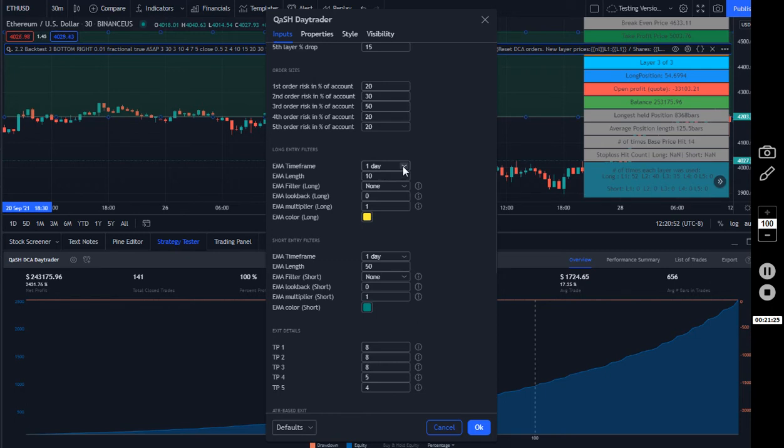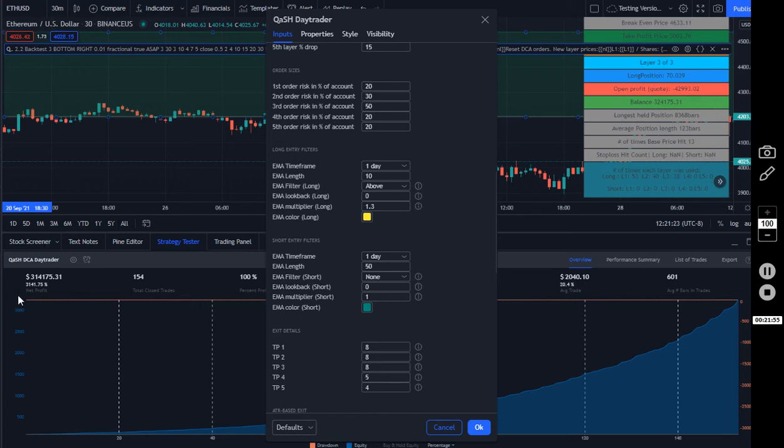So I'm going to keep it as the daily EMA. I'm going to use a 10-day EMA, and I'm going to filter out any long trades that occur above the 10-day EMA, but I'm going to multiply the 10-day EMA by 1.3. So if price pumps up really high and it's bound to crash soon, that's what I'm trying to do here. I'm trying to filter out trades that happen under that condition.